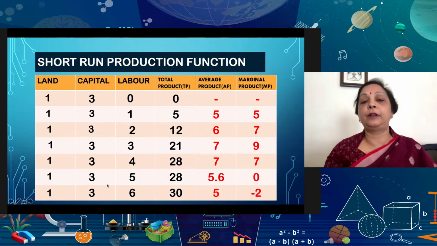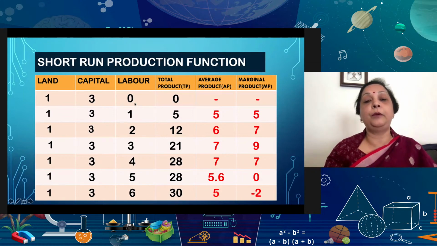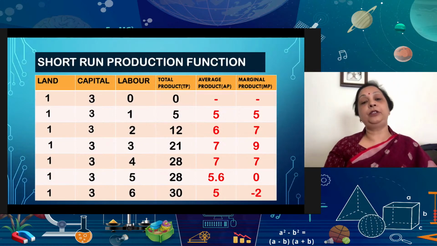Land and capital are constant. But what are we changing? We are changing labor. What is labor? Labor is a variable unit. So if the firm chooses to produce more, it can employ more labor. So you see, we had 1 land, 3 units of capital, but we did not employ any labor. Suppose one machine needed 1 labor, but we did not employ any laborer. So we could not produce anything. Total output was 0. Now we employ 1 laborer. There are 3 machines, they needed at least, but we employed only 1 laborer.